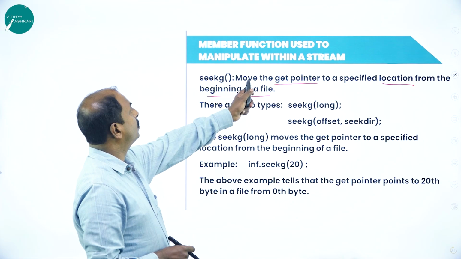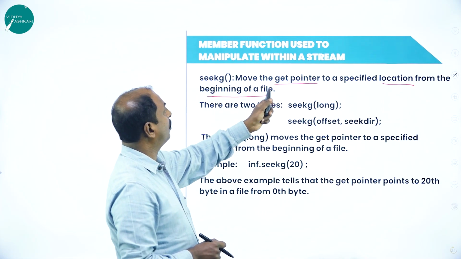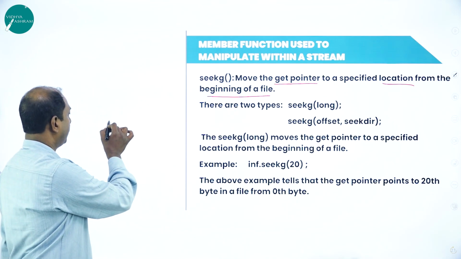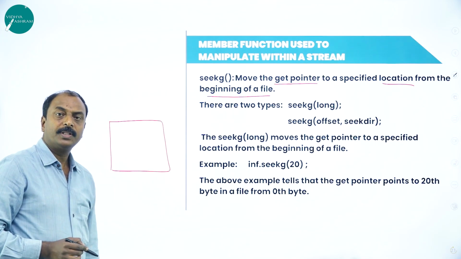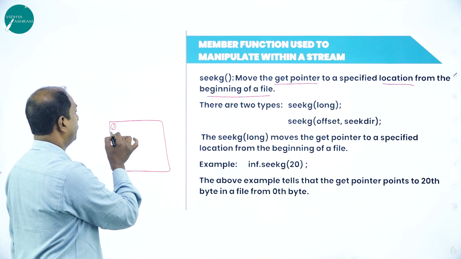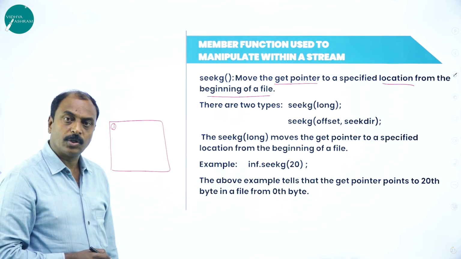So seekg moves the get pointer to a location from the beginning of a file. For example, we can assume this is a text file, and when you open the file, the pointer will be at this point. So it is at 0 bytes. It starts with the 0th byte.